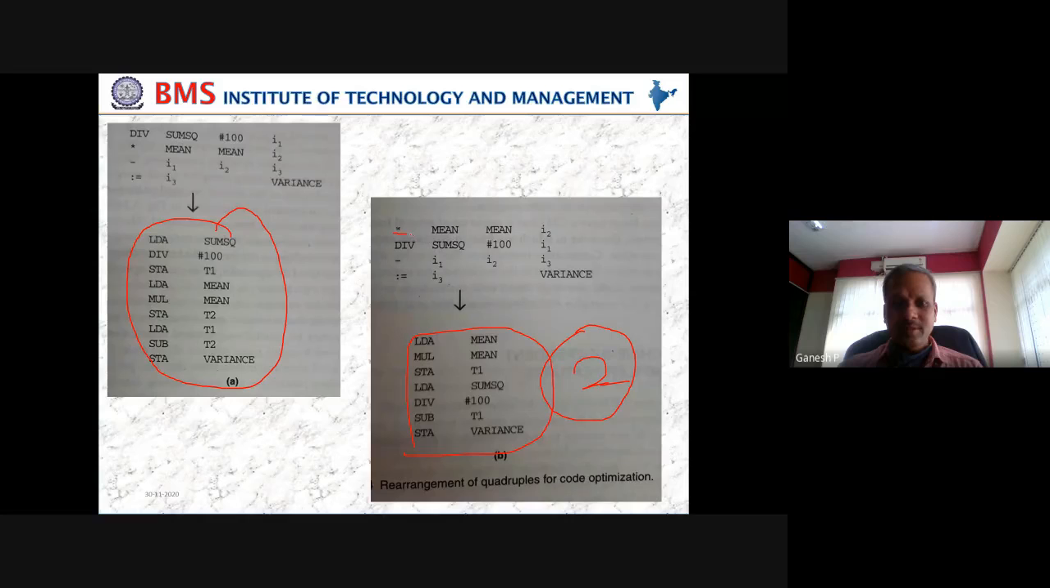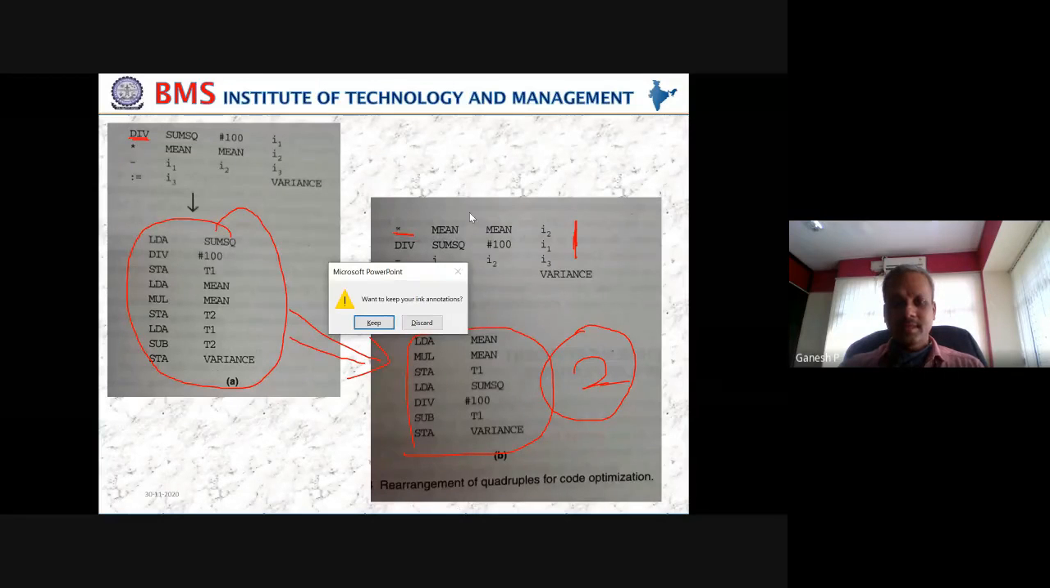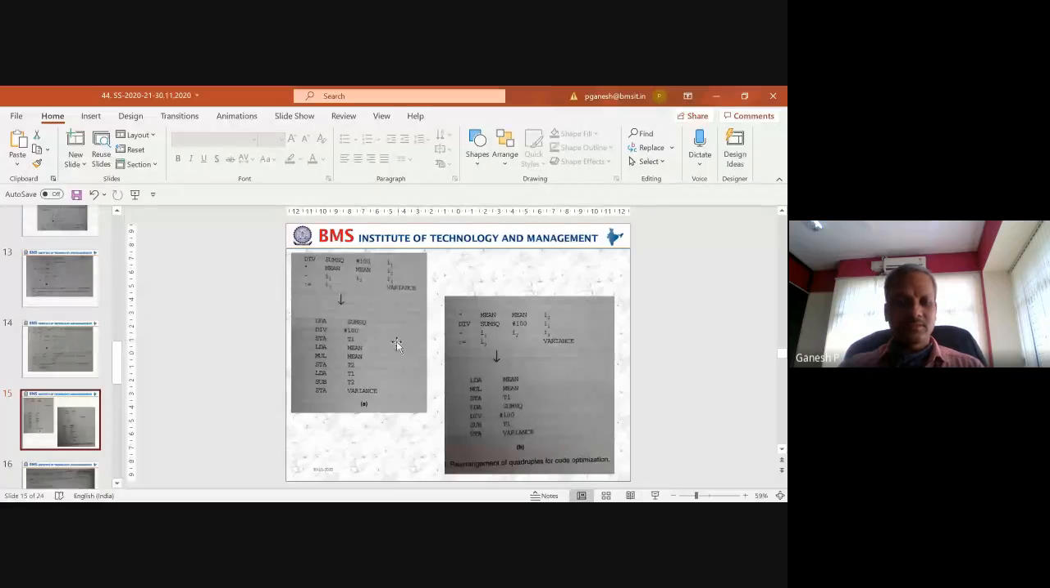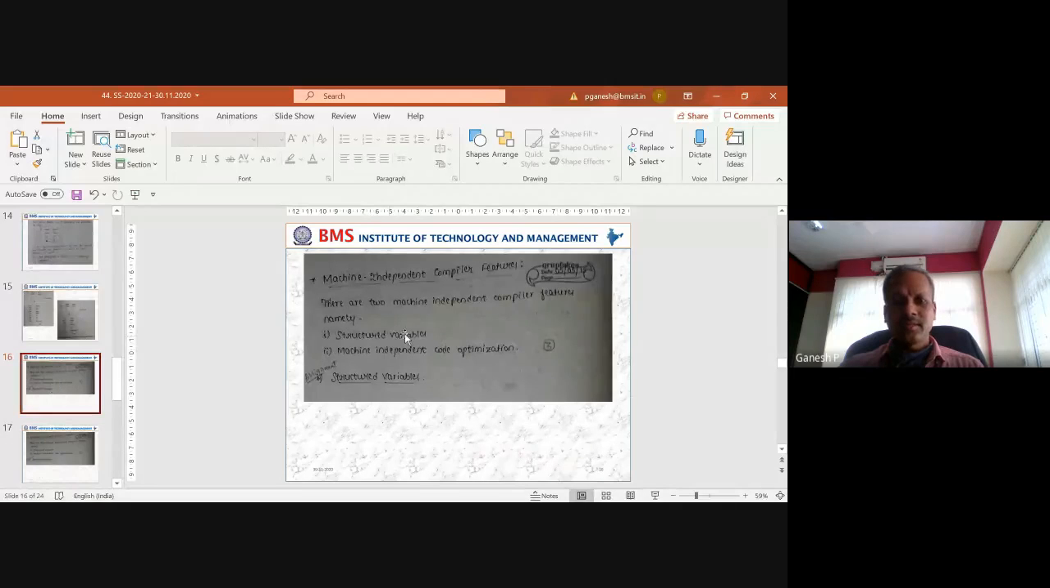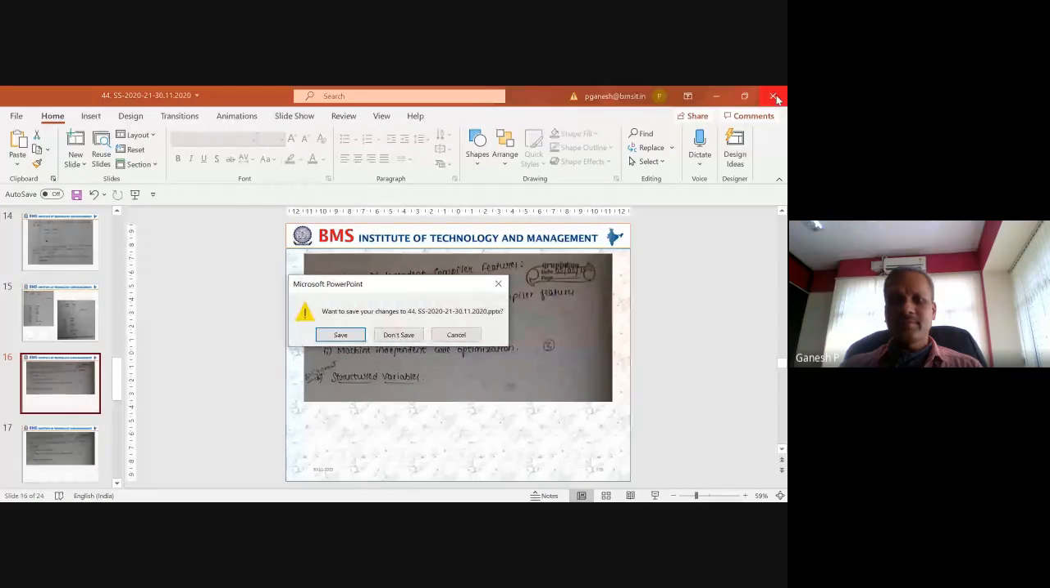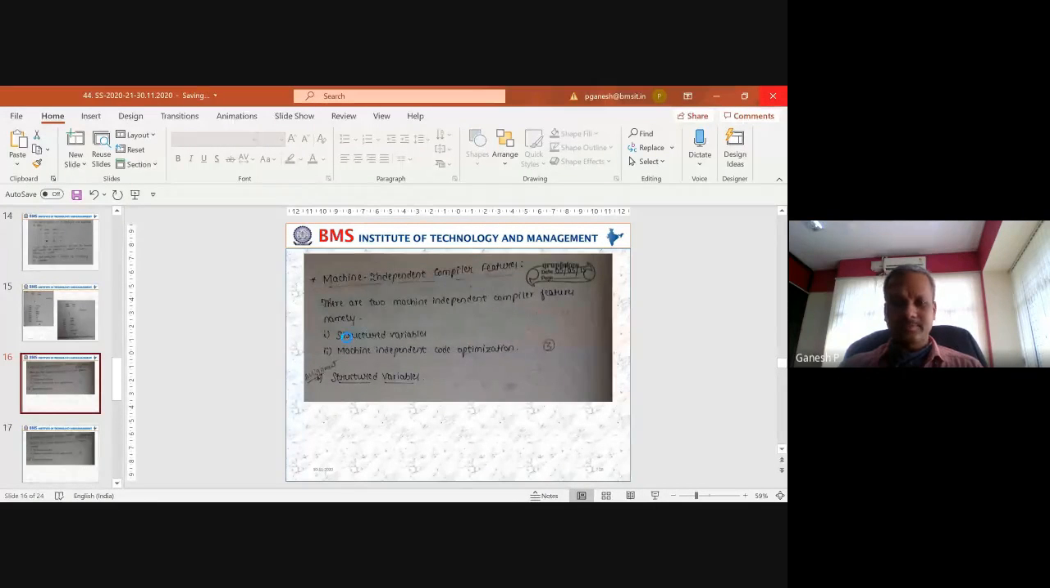Why is it possible? Because we have completed multiplication first, which was earlier division. So which was division earlier has been replaced by multiplication. So we have rearranged these 2 quadruples, which obviously reduces the code that we are going to generate. This is an example of code optimization. Stop if you don't have any questions here. We'll get into the machine independent features in the next class.